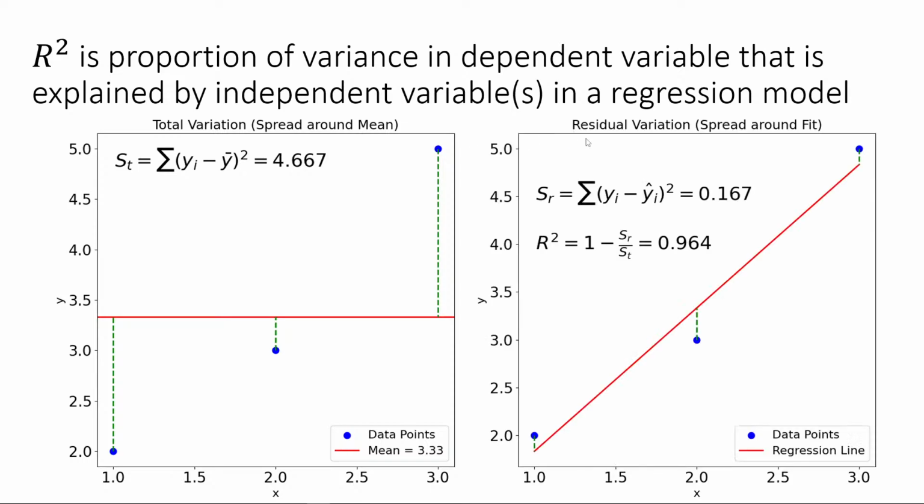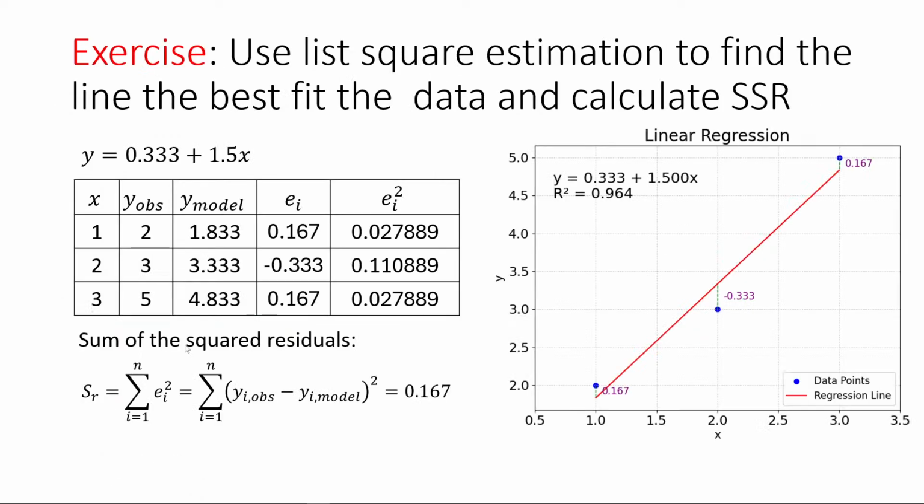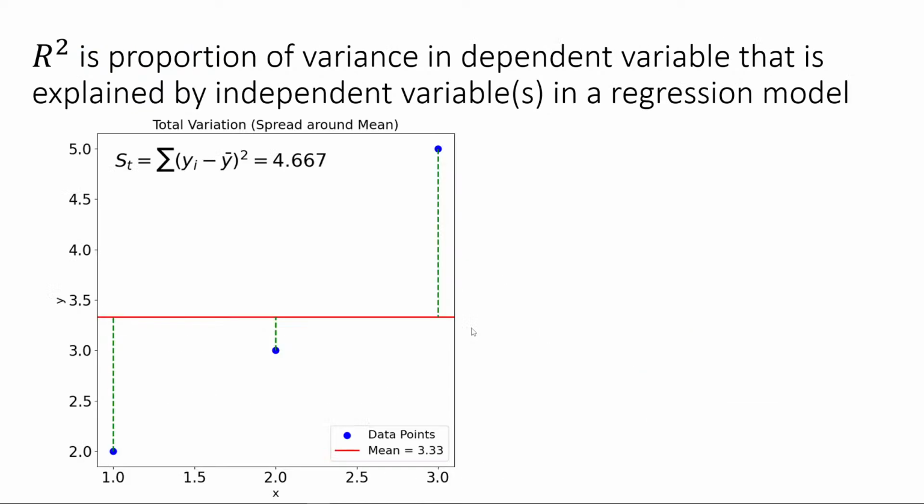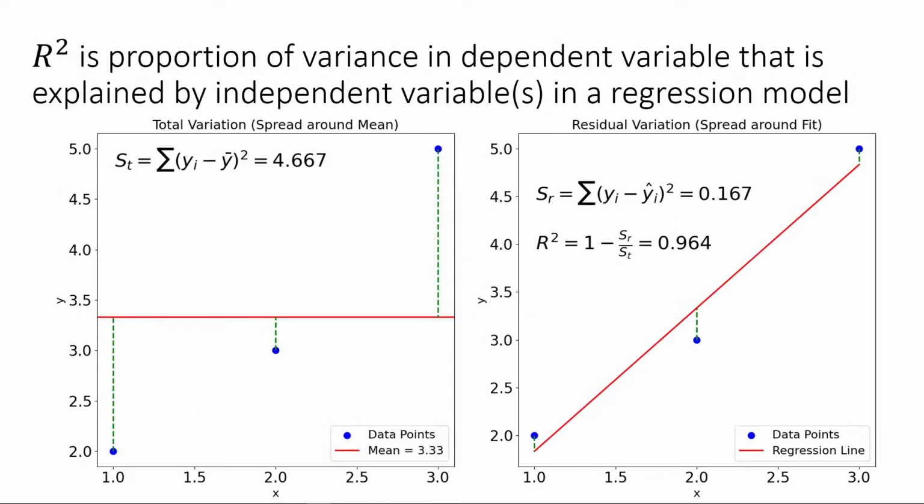Now, when you calculate this r square, what is this r square? Basically, this r square is 1 minus your SR, which is the sum of the squared residual, over ST. So that is how you calculate the r square.